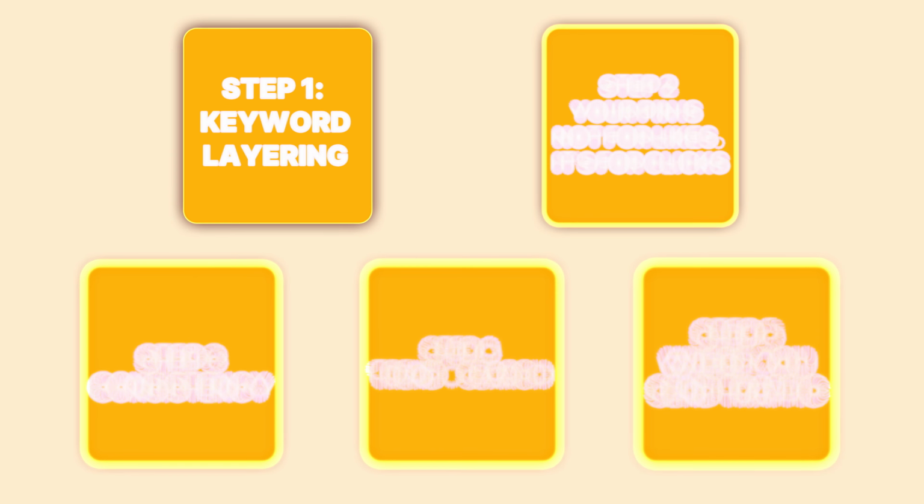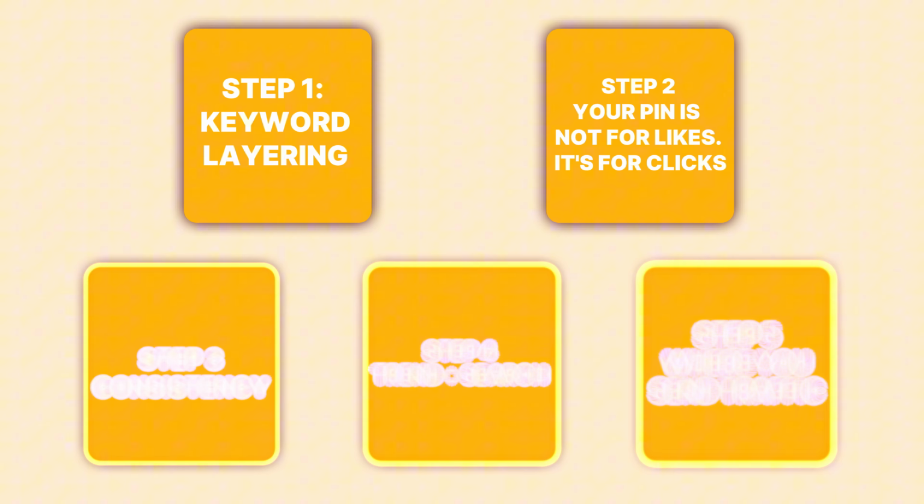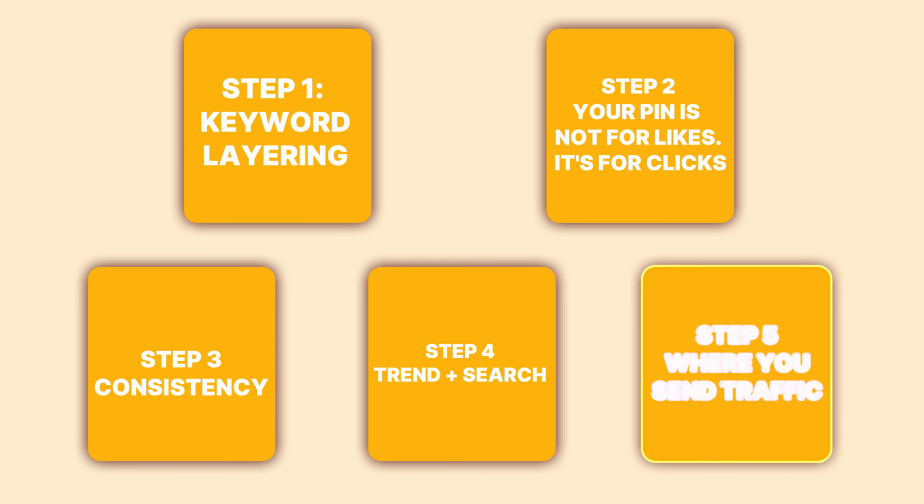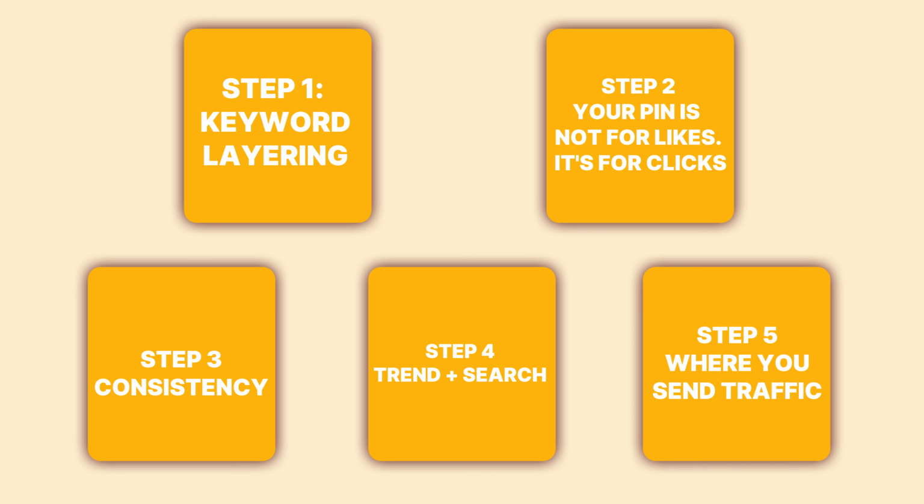So finally, in this video, I have discussed 5 different topics that you can follow to generate traffic on Pinterest in 2026. So let's recap them. Step 1 is keyword layering. Step 2, your pin is not for likes, it's for clicks. Step 3, consistency. Step 4, trends plus search. And step 5, where you send traffic.